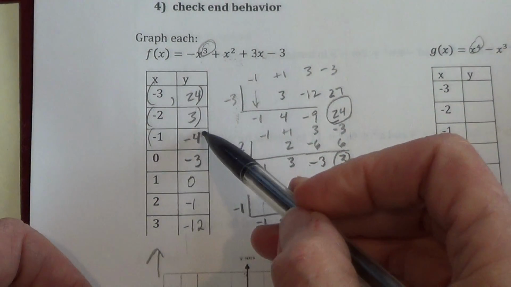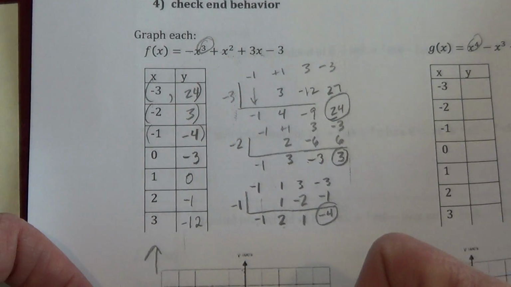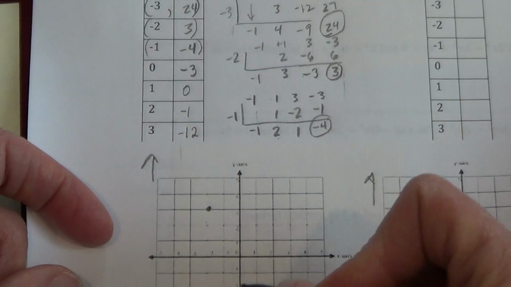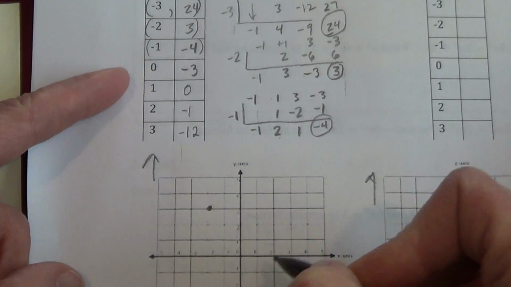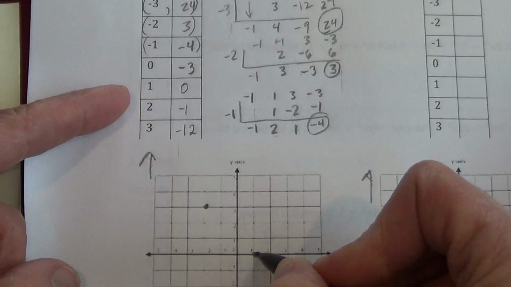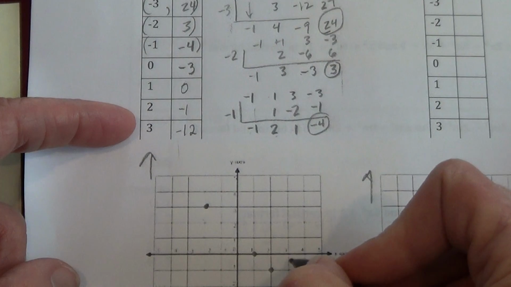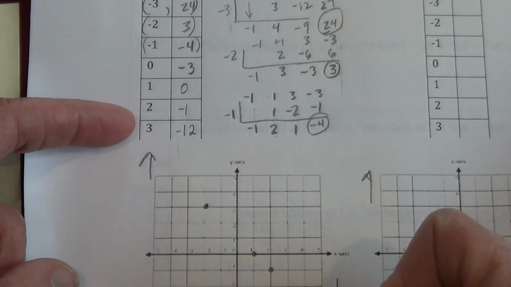At -1, we have -4. -1, 1, 2, 3, 4. At 0, we have -3. At 1, we have 0. At 2, we have -1. And at 3, we have -12, which is off the graph.